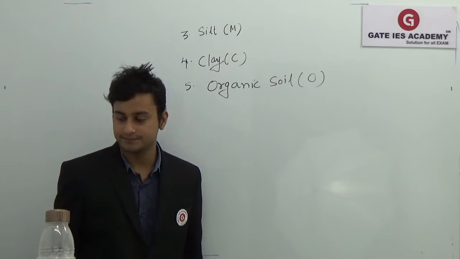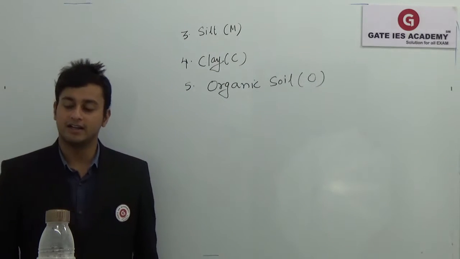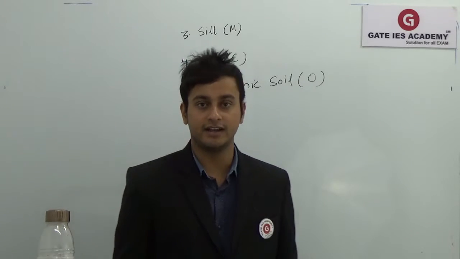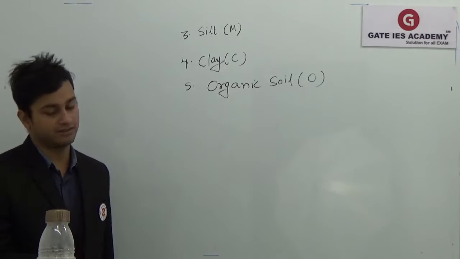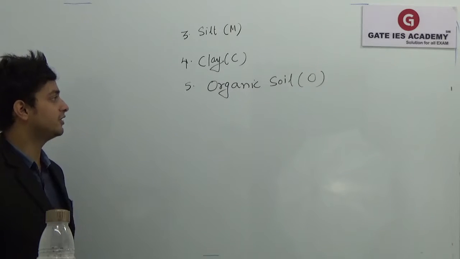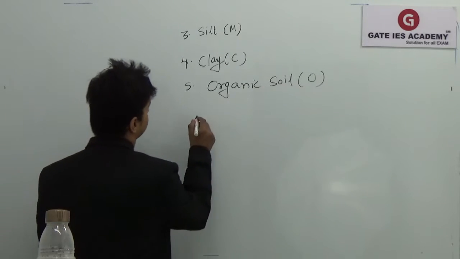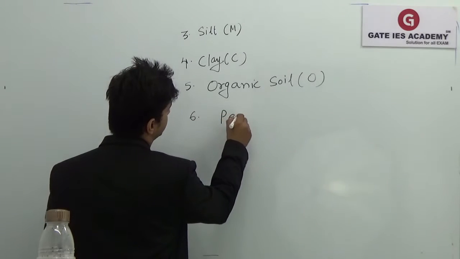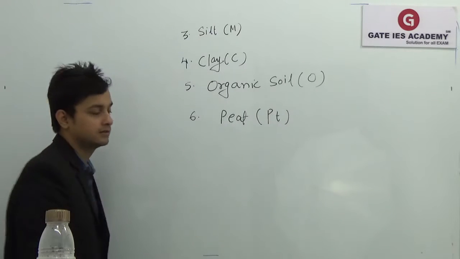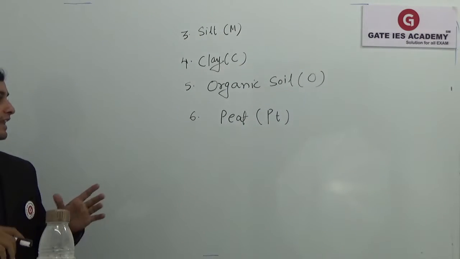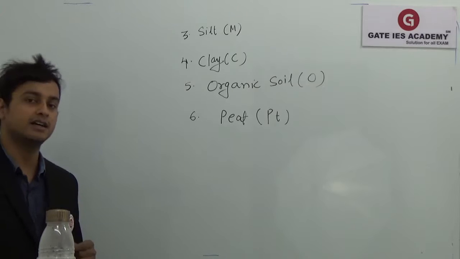So write down dark in color and pungent in smell. Next write down peat. Peat is denoted by PT. This is also part of organic soil, but we nomenclate it a different way.